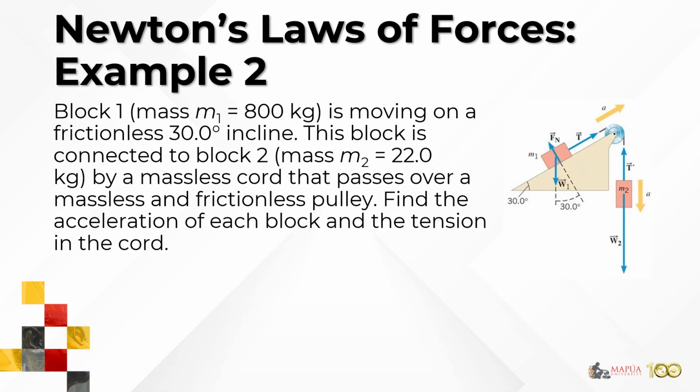Next, example number 2. Block 1 of mass 800 kilograms is moving on a frictionless 30-degree incline. This block is connected to block 2, M sub 2 here, with 22 kilogram mass, by a massless cord. So we are assuming that the cord is massless, that passes over a massless and frictionless pulley. Find the acceleration of each block and the tension in the cord. So we are asked to find acceleration and the tension. Remember, tension is just also the force directed towards the direction of the rope or the cord.